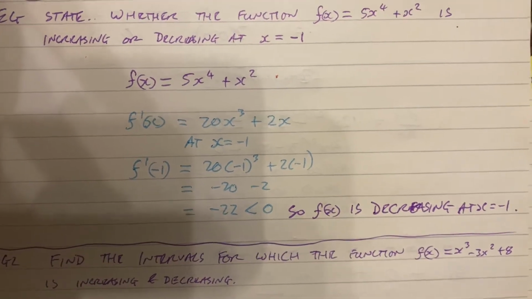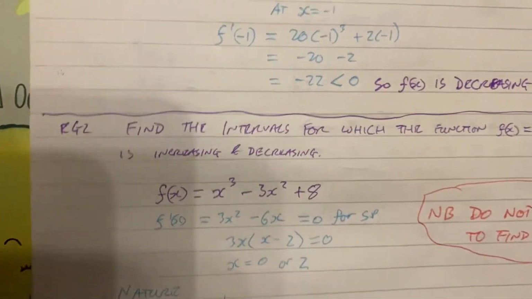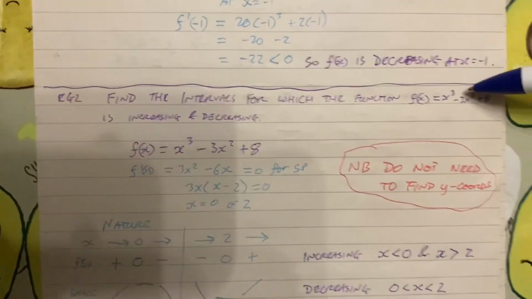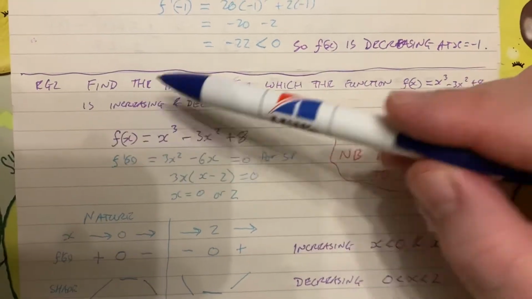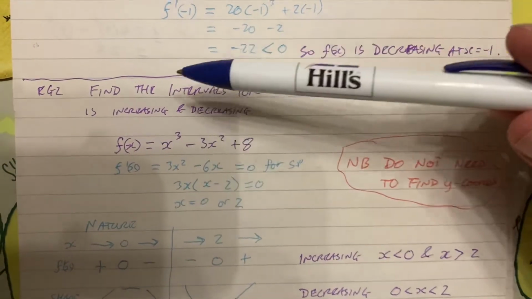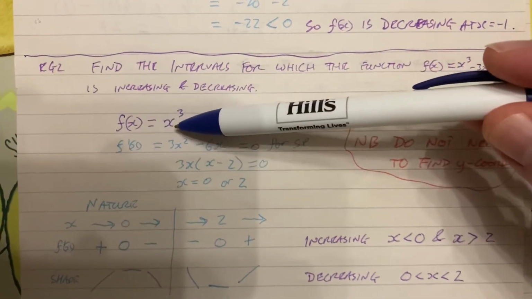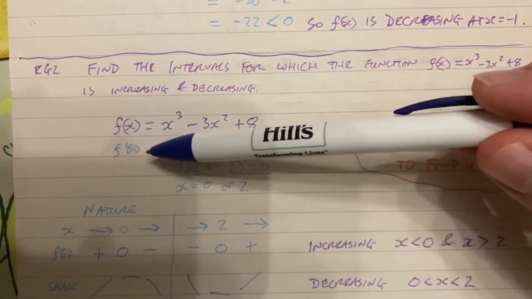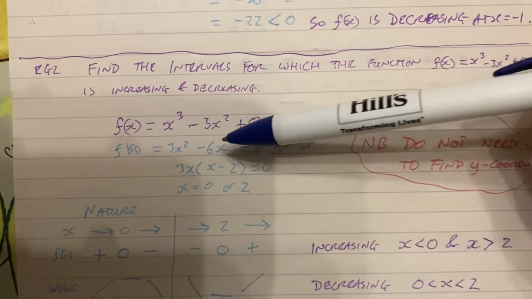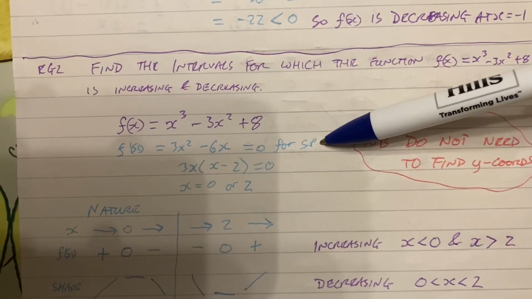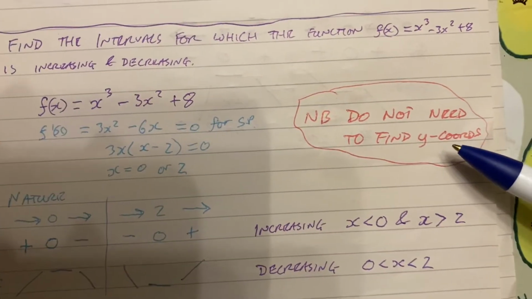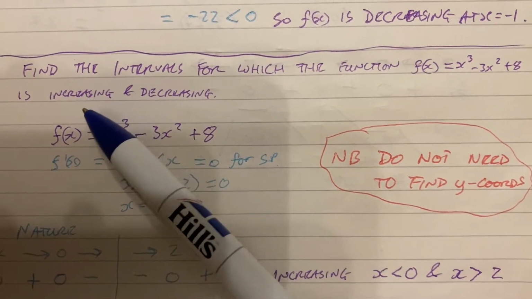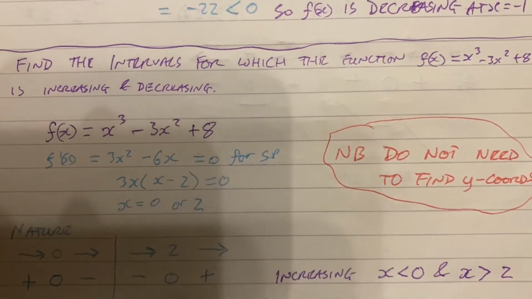because the gradient is negative. Next, a question you'll get asked is: find the intervals for which the function f of x equals x cubed minus 3x squared plus 8 is increasing and decreasing. So we're going back to our nature tables again. Differentiate: f dashed x equals 3x squared minus 6x, equals 0 for stationary points. Note we don't need to find the y coordinates of the points. We just need to find out where the gradient is positive and where the gradient is negative in these intervals.